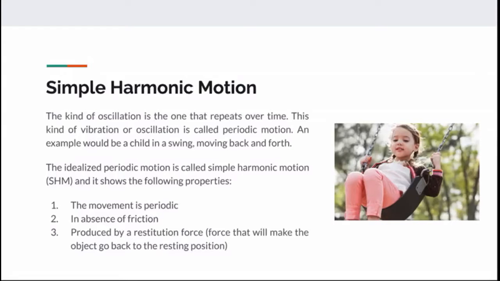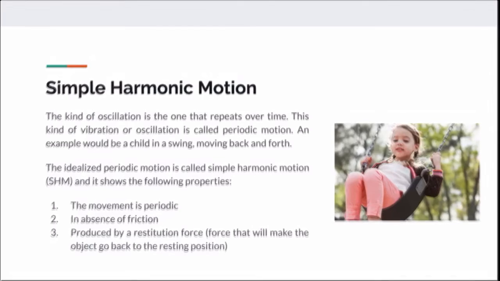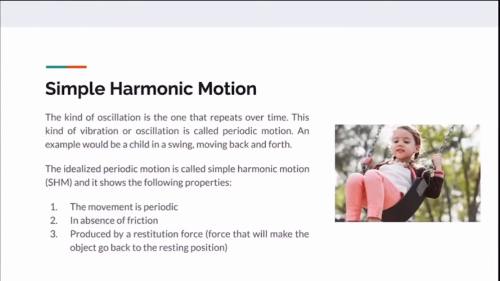Simple harmonic motion. This motion is a kind of oscillation that repeats over time, and it's called periodic motion. An example could be a child on a swing. Three important factors of this motion are that the movement is periodic, there's absence of friction, and it's produced by a restitution force, which is a force that will make the object go back to the original position.